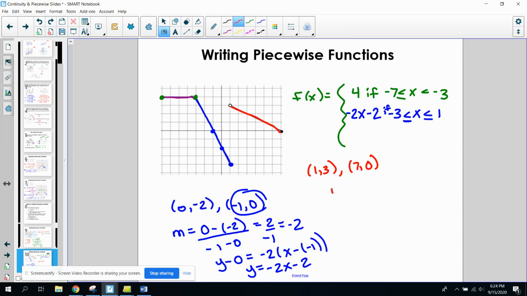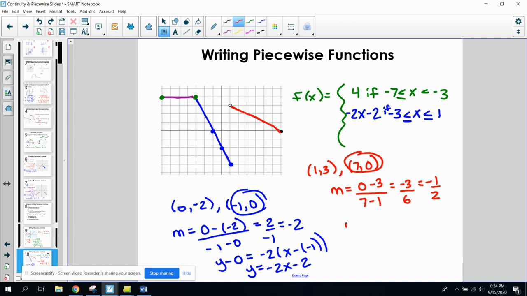So the slope is change in y, so 0 minus 3 over the change in x, so 7 minus 1. This gives me negative 3 over 6, which is negative a half. So my slope is negative a half. I'm going to again use one of these points. I'm going to use this point again. I always try to pick the easiest point to use, so if there's a 0 somewhere, I'll probably use the point that has the 0.